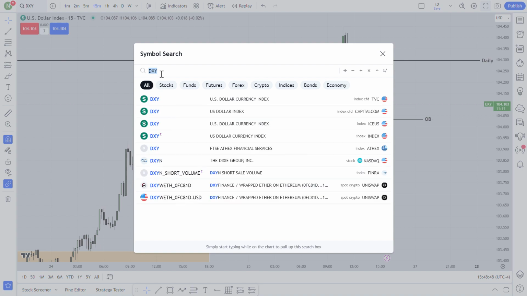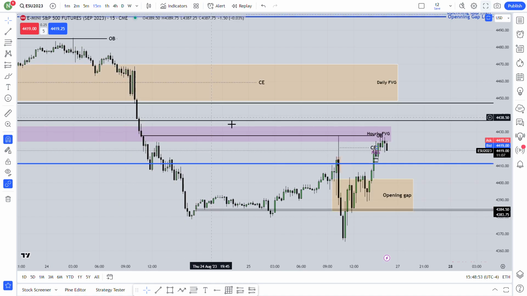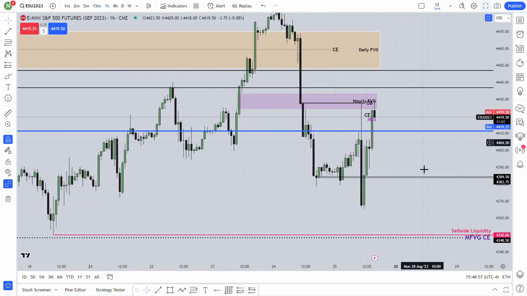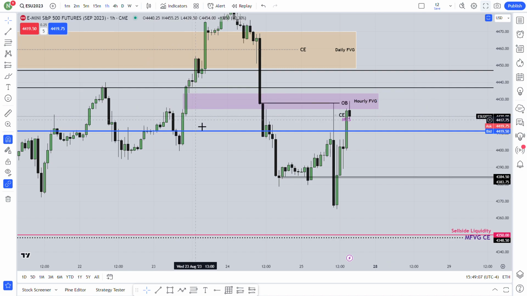So first, ESU 2023. So here is ESU. You see this hourly fair value gap. It's actually the hourly I fair value gap. ICT, sometime some months ago, maybe 1 or 2 months ago, introduced the fair value gap, that is the inversion fair value gap. I marked it over here.